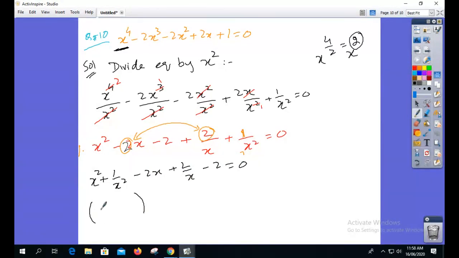Here we have x square plus 1 by x square. By taking minus 2 common, x minus 1 by x minus 2 equals to 0. What we have to do?